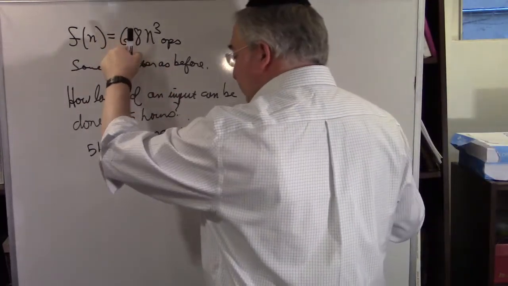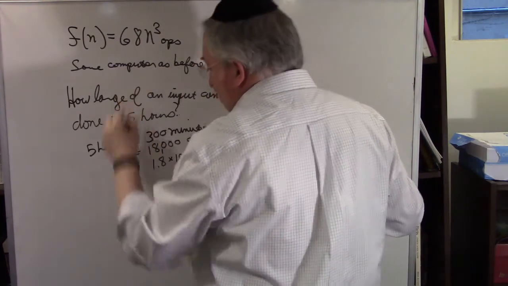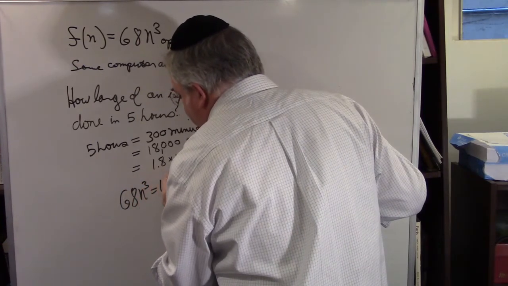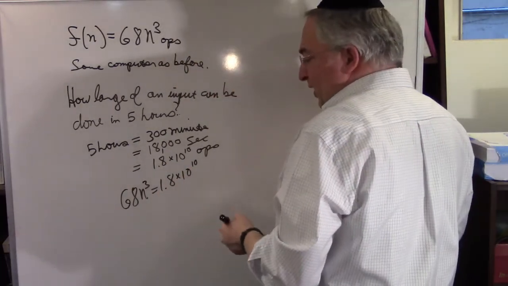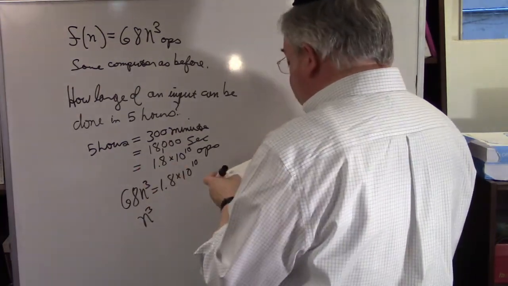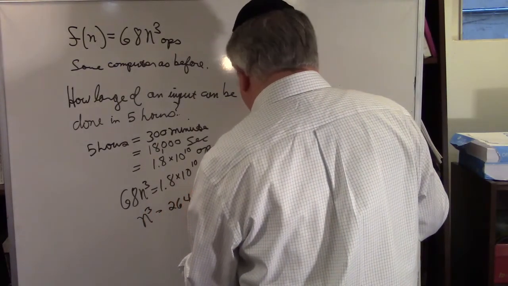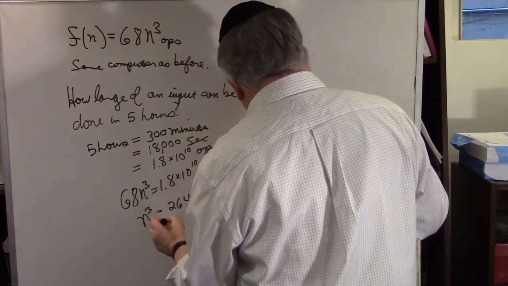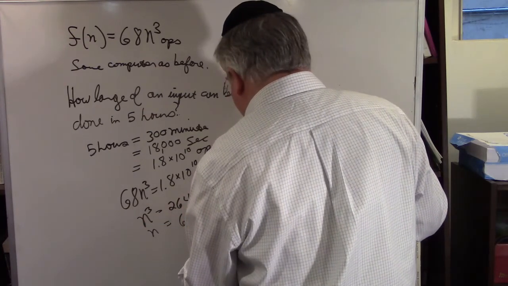So this is how many operations you can do in 5 hours. And you want to know 68 n to the third equals 1.8 times 10 to the 10 operations. Now all you do is solve for n. So n to the third equals, again, calculate. You need a calculator for the test. N to the third equals 2,647,058,82. Take the cube root of both sides. You get n equals 642.07.